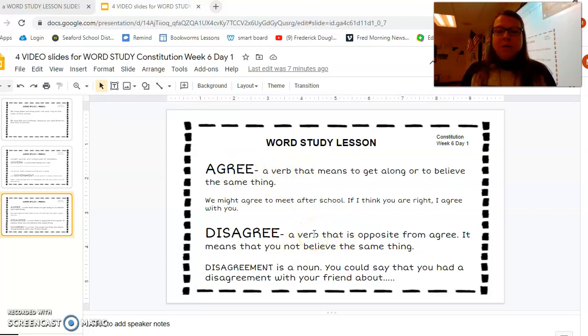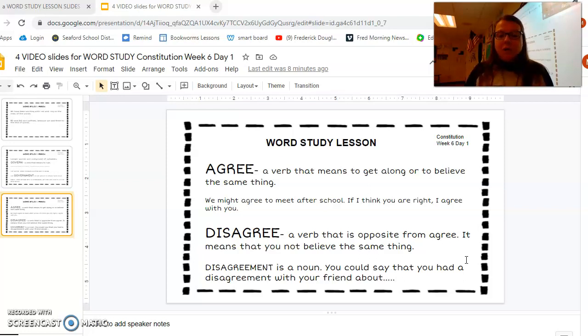Now, if you add a prefix dis to the word agree, you're going to get a word disagree. And disagree is a verb that is opposite from the agree. So the prefix dis will mean opposite. It means that you do not believe in the same thing. So disagreement is a noun. You could say that you had a disagreement with your friend about a game you wanted to play at recess.